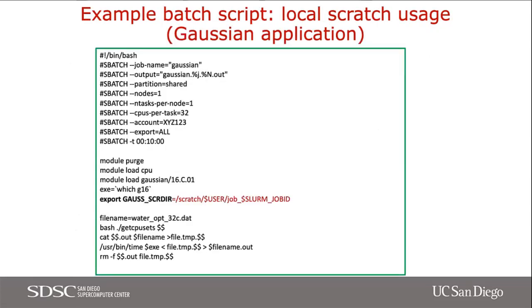So this is an example. Basically, it's a Gaussian application that has a Scratch directory setting. So you can see how we've used it. It's pretty simple. You just point your Scratch directory to /scratch/$USER/job_$SLURM_JOB_ID.